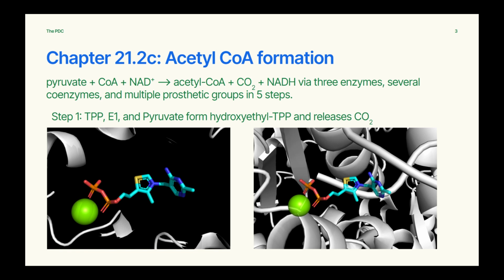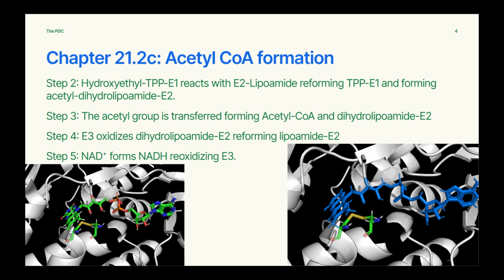Then, pyruvate is decarboxylated, resulting in the release of CO2 and a hydroxyethyl TPP complex group attached to E1. Hydroxyethyl TPP E1 is transferred to meet the lipoamide of E2, or dihydrolipoyl transacetylase. Next, a nucleophilic attack of the hydroxyethyl carbanion on the lipoamide disulfide bond results in the formation of acetyl dihydrolipoamide E2 and an E1 form with the regeneration of catalytic TPP.